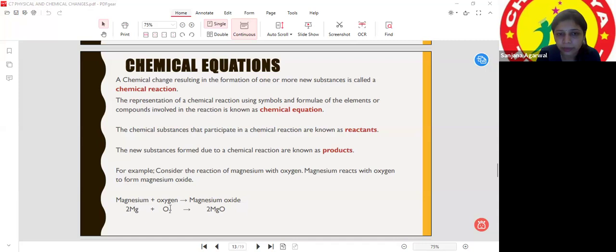So for example, burning of magnesium ribbon is given here. You can note this down.